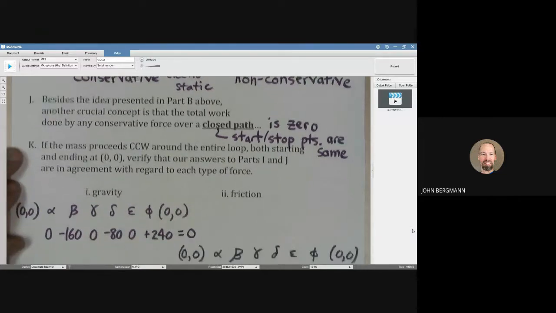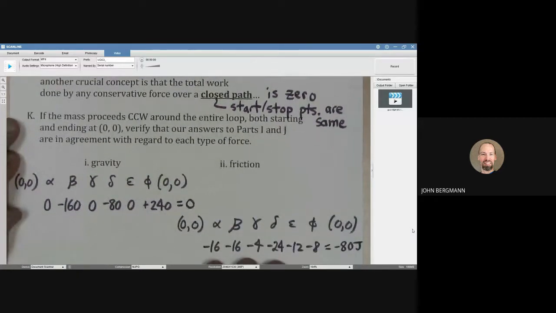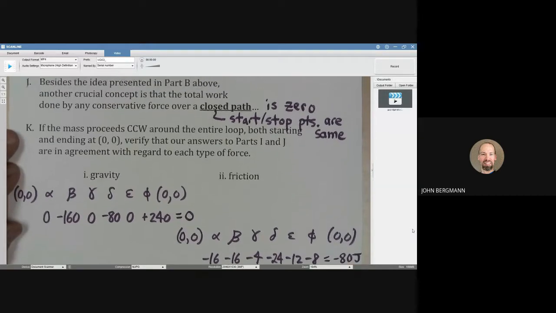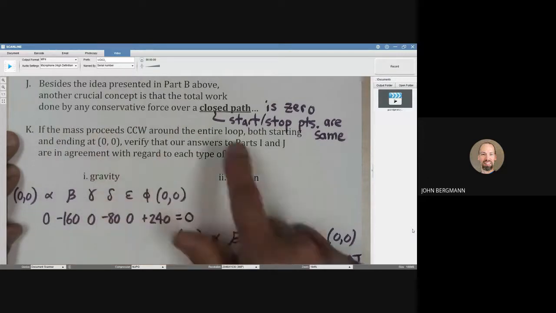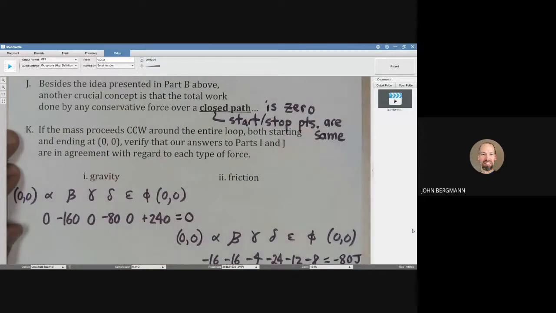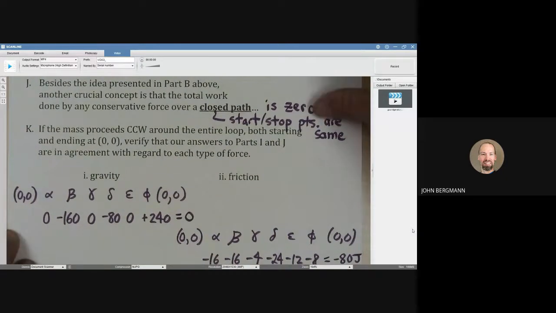For friction, if you go all the way around the horn, starting at the origin and ending at the origin, each segment along the way has a negative work, negative 80 joules. The point that's at the top of the screen: the work done by a conservative force over a closed path, if you start and stop at the same point, should be 0. It is for gravity. It is not for friction.